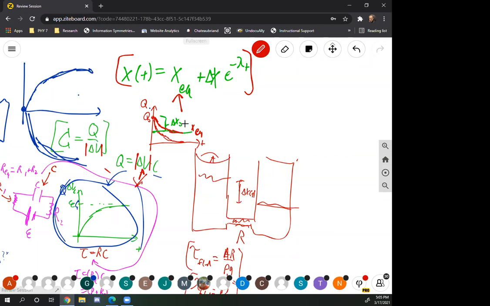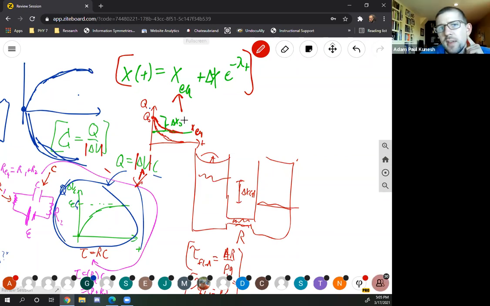If I'm discharging to a value that isn't 0, I don't know if I want to get into the weeds too much on this, but it's possible to have capacitors that don't decay to 0 voltage, but instead decay to some finite voltage when they discharge. That would be our equilibrium point. So the equilibrium is just the value that we decay to.